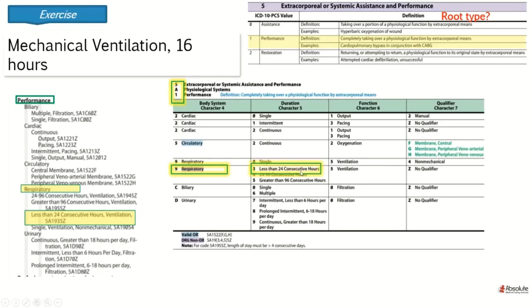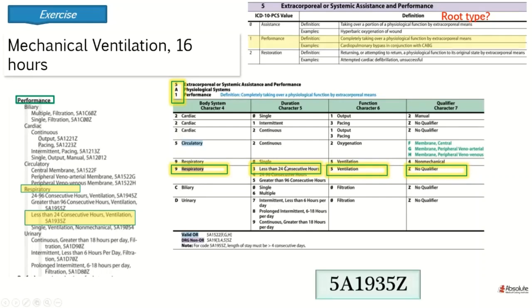Our 5th character value will be 3 because it's less than 24 consecutive hours. Our 6th character will be ventilation, and the value for the 7th character will be Z, and our code is 5A1935Z. How'd you do, coders? Did you get that right? I know you did. Outstanding.